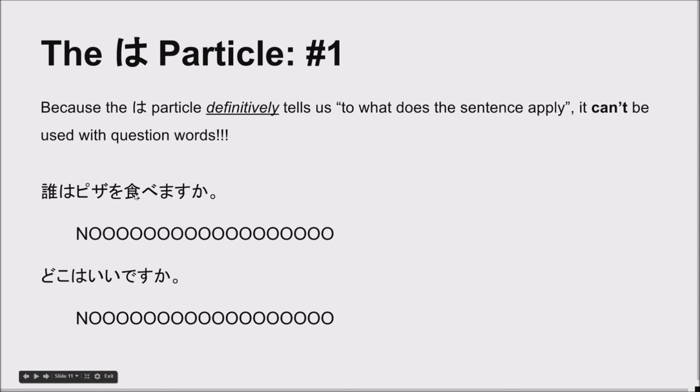Will some subject eat pizza? To whom does this sentence apply? Why, it applies to who? What? Pizza o tabemasu ka? Will you eat pizza? Will something eat pizza? Will you, who? Who? It doesn't work. We can't apply eat pizza to who. It doesn't tell us who eats pizza, and we need to have a who there.